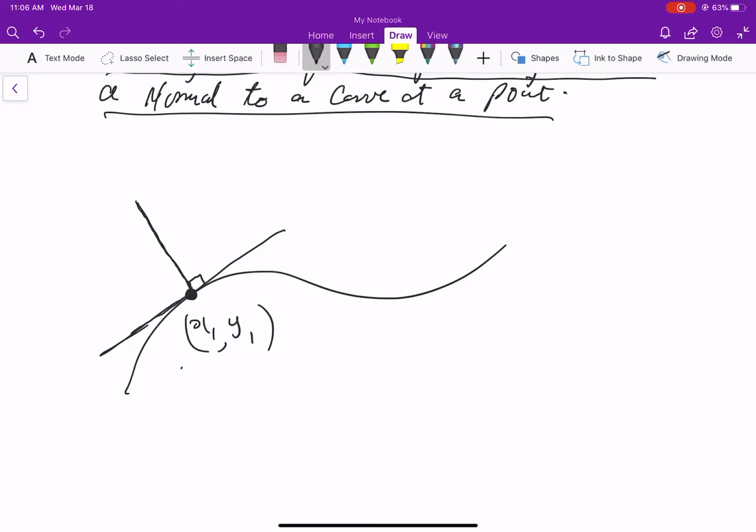So this line here is the tangent, and this line here is the normal. The question becomes, well, how do you find the equation of the tangent and the equation of the normal at that point? Well, we should have the necessary tools in our background at this point.